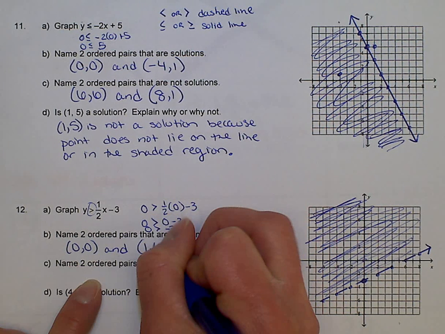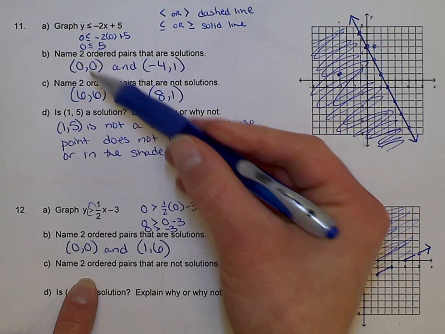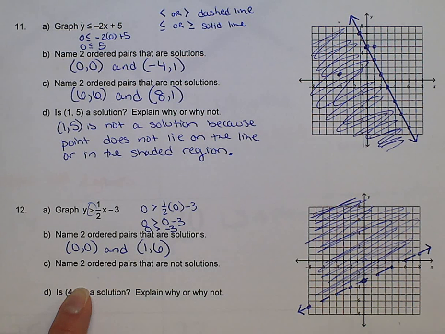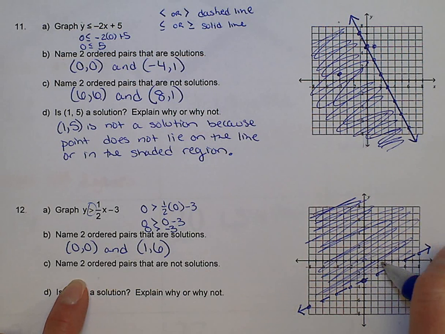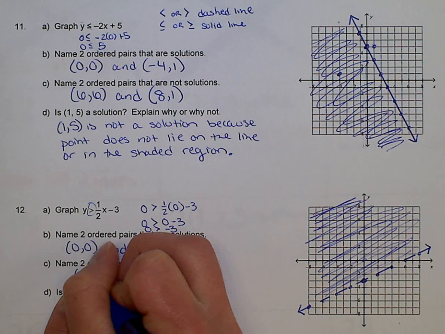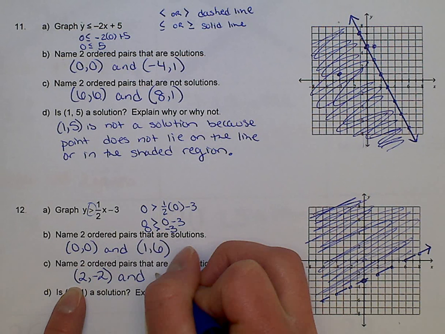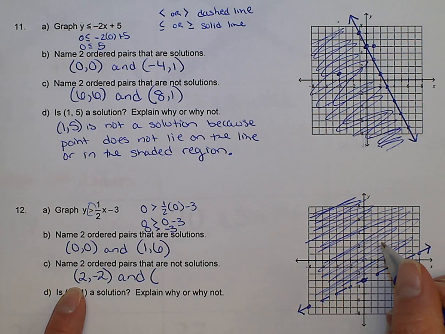And again, for both parts B and C and numbers 11 and 12, answers are going to vary. Okay, name one that is not a solution, or name two ordered pairs that are not solutions. Well, if it's on the line, such as 2, -2, it is not a solution because it's on the dashed line, and dashed lines are not a part of our solution. Another one that would not be a solution would be -3, -8.